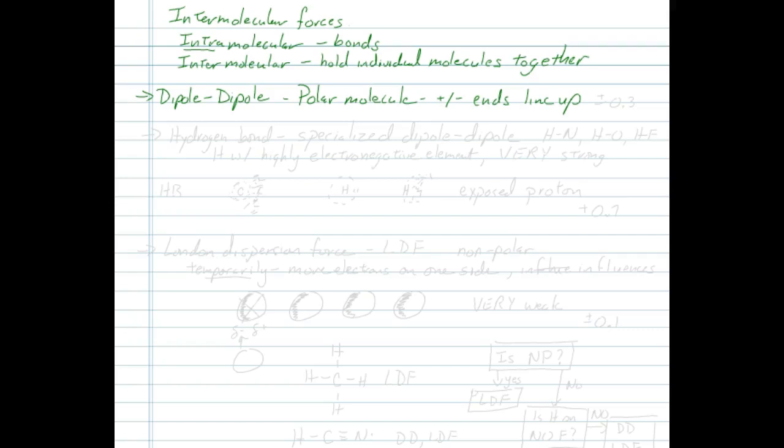Dipole-dipole, which we'll abbreviate DD, is similar, but instead of having separate positives and negatives, you have partial positive and partial negative. Partial positive lining up with the negative. Partial negative lining up with the positive. And it just keeps on going on and on and on.